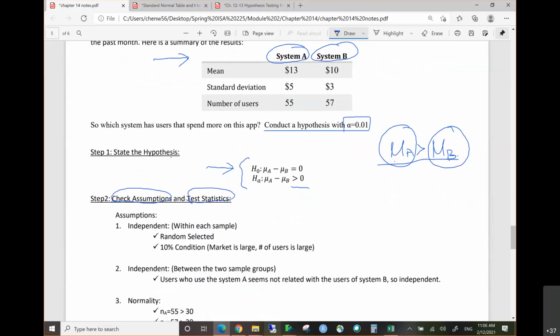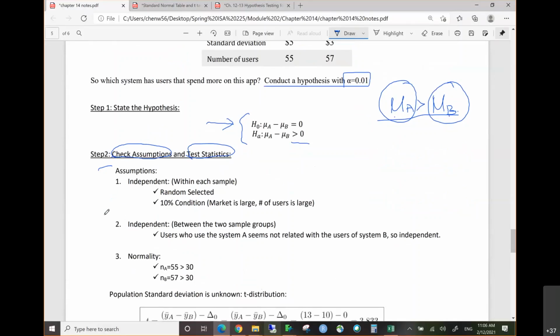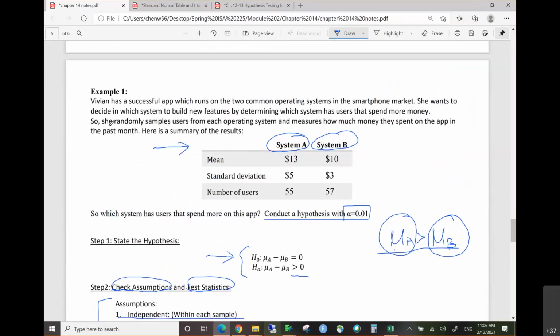So remember, for two sample tests, we have three assumptions. The first one is the independence assumption within each sample. That means we need to check that both samples are randomly selected, and that both samples are less than 10% of their population sizes. So both samples are randomly selected, checked.